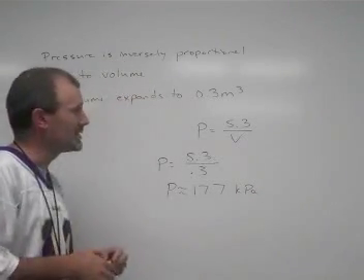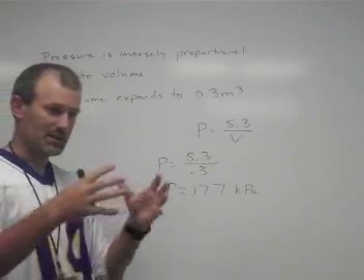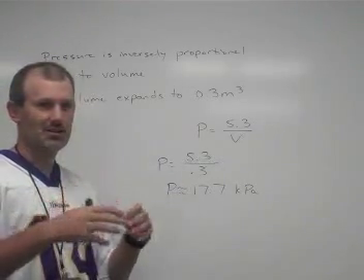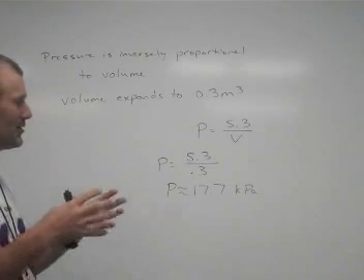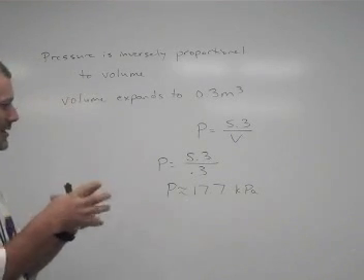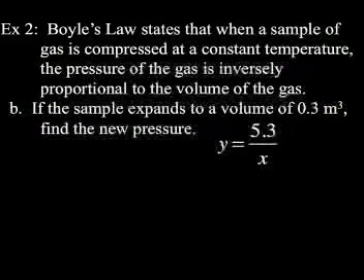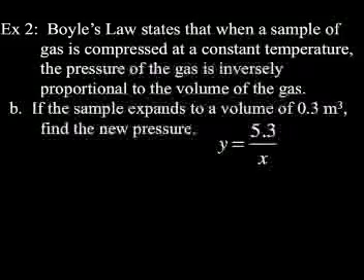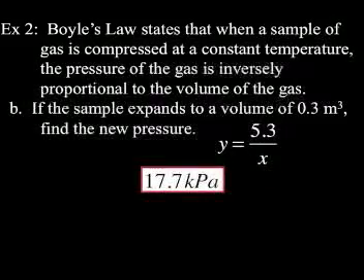So 17.7 is our answer. Notice when the volume expands, you have the same amount of gas inside, so it makes the pressure decrease. Which would make sense if you think about trying to compress something, it makes the pressure increase. As you give it more space, the pressure decreases. To do this, all we have to do is plug in the new value for x, and so we have 5.3 divided by 0.3, and that gives us an answer of 17.7.